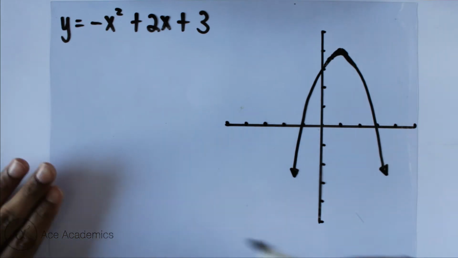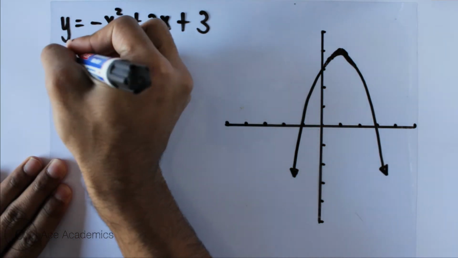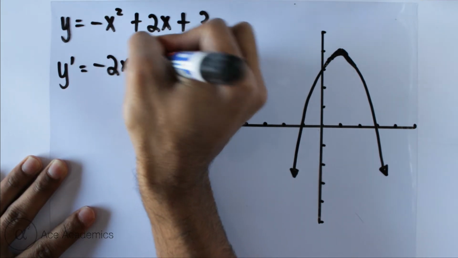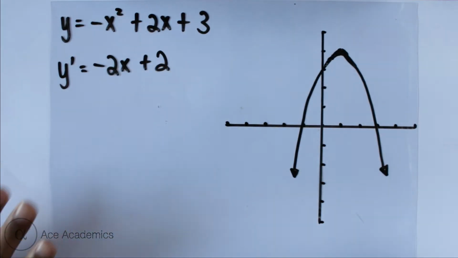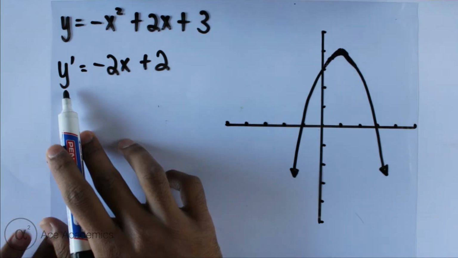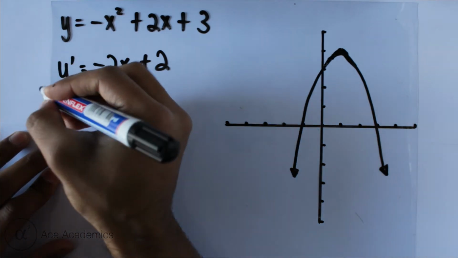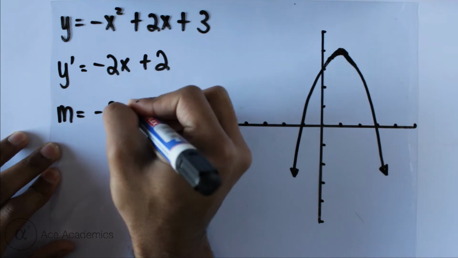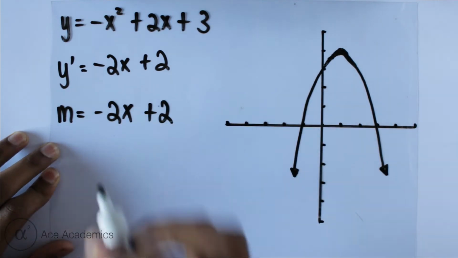Now let's go and compute the derivative. So y prime equals minus 2x plus 2. This should be easy for you by now. So basically, the derivative is the same thing as the gradient. So we can say gradient equals minus 2x plus 2.